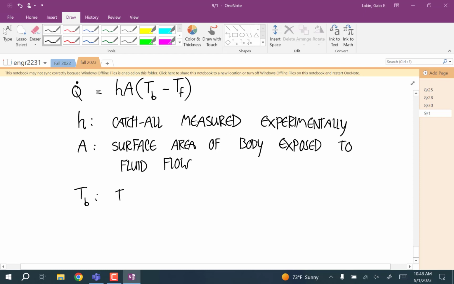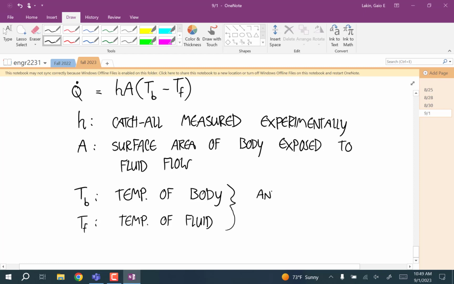T sub B is the temperature of the body. T sub F is the temperature of the fluid. And these temperatures, because this is a difference, can be any type of temperature. Because the difference in Celsius temperature is the same as the difference in Kelvin temperature.